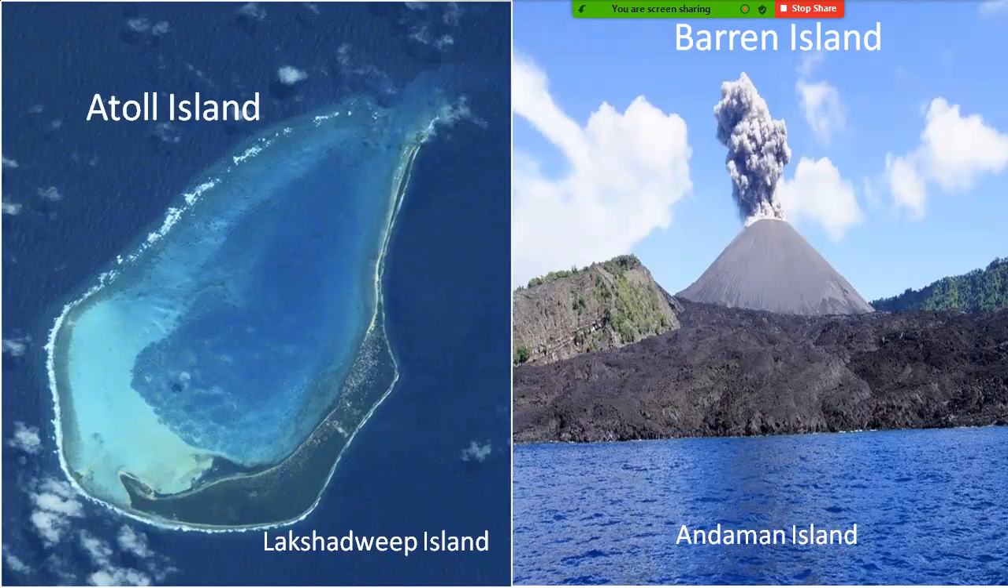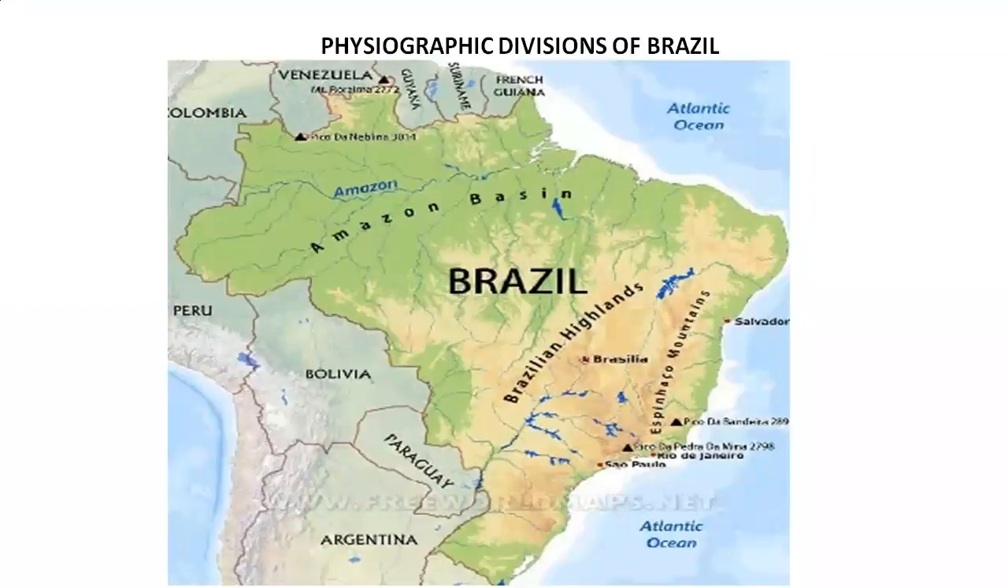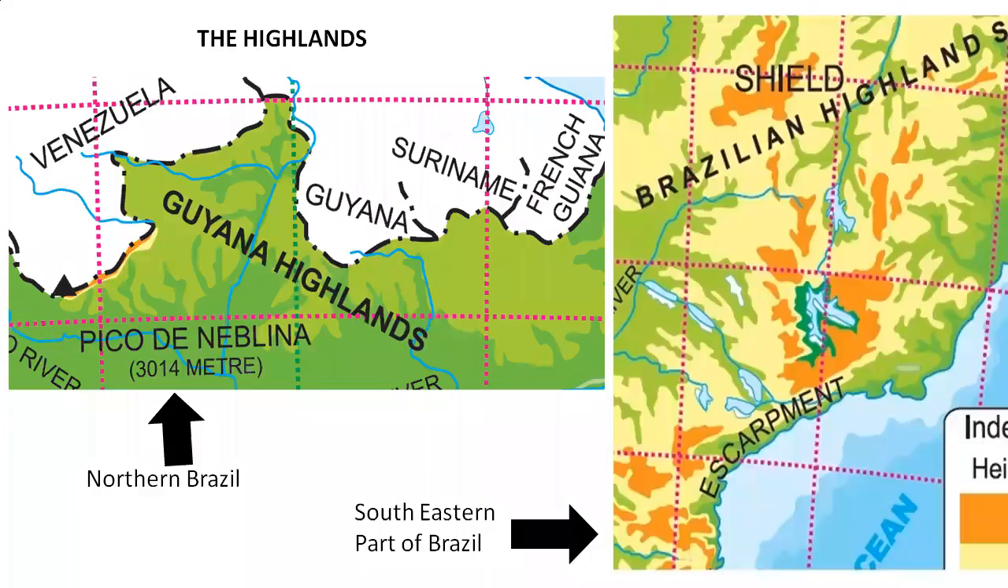We now come to the physiographic divisions of Brazil. Brazil too has 5 physiographic divisions. They are the highlands, the Great Escarpment, the coasts, the river plains, and the Brazilian islands. The first physiographic feature that we are studying are the Brazilian highlands.